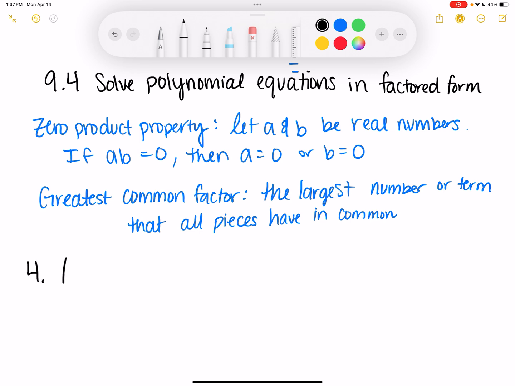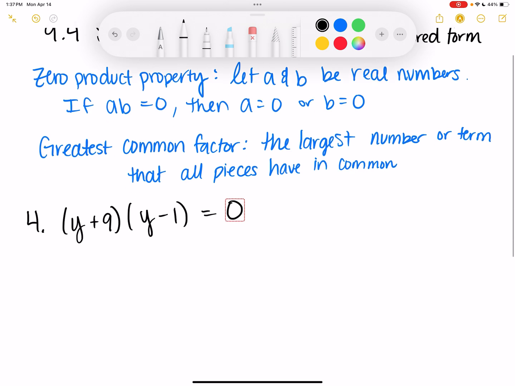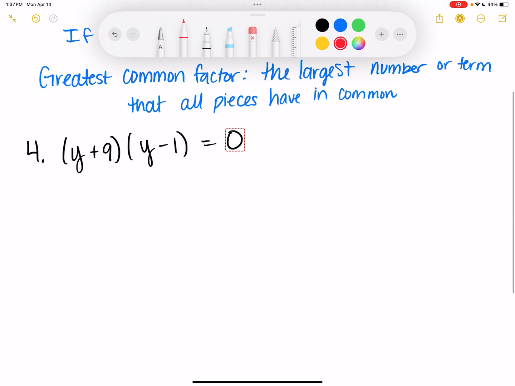So these say y plus 9 times y minus 1 equals 0. The temptation of a lot of people, because you've already learned to FOIL, is that they start FOILing these first two things. Well, we don't want to do that, okay? The zero product property applies to things when it's just numbers or when they're terms like this. So this means that either y plus 9 equals 0 or y minus 1 equals 0.